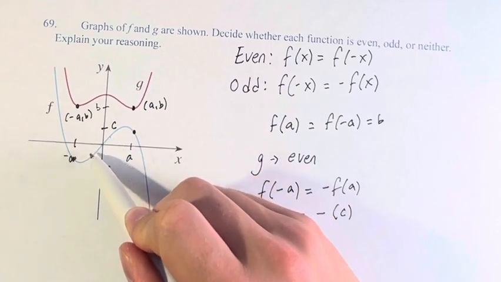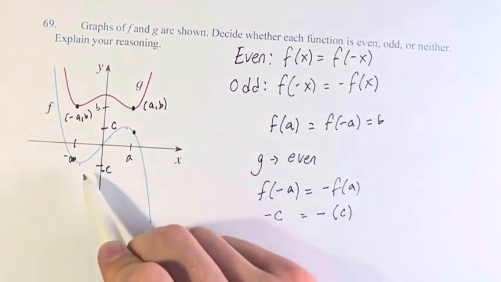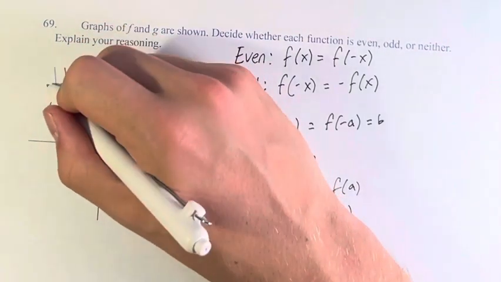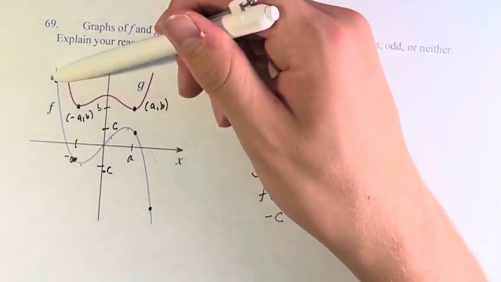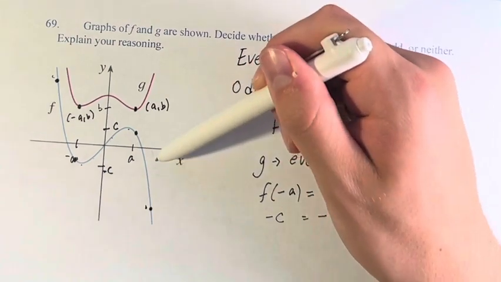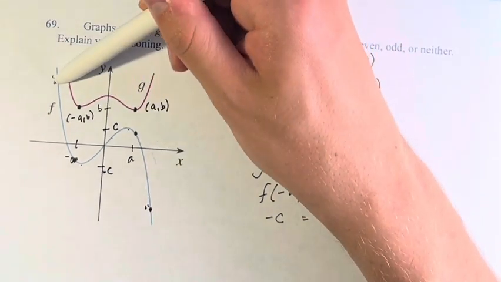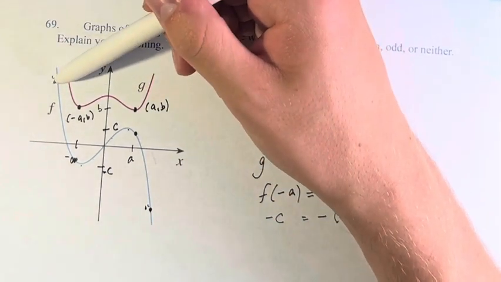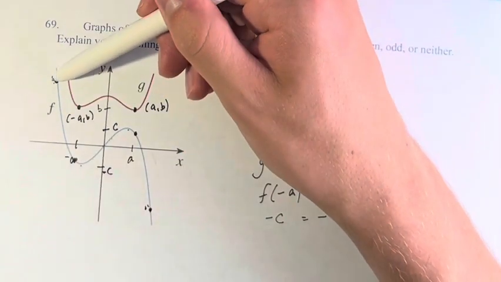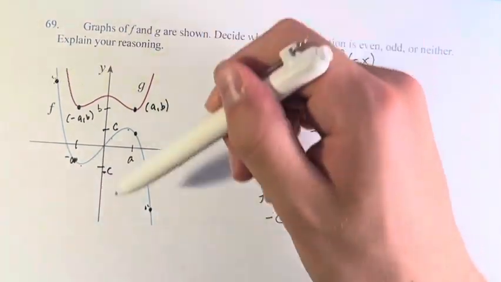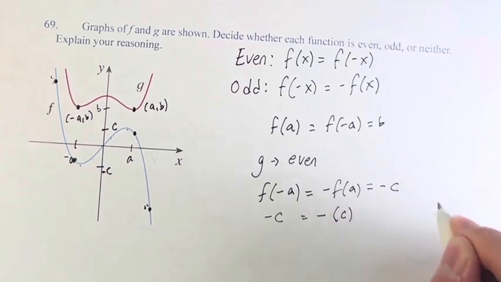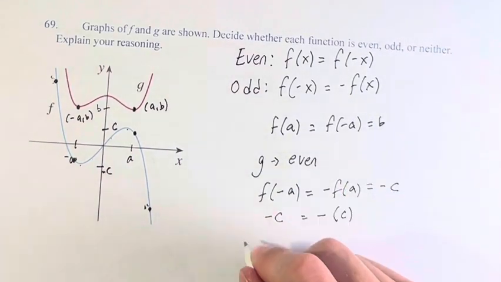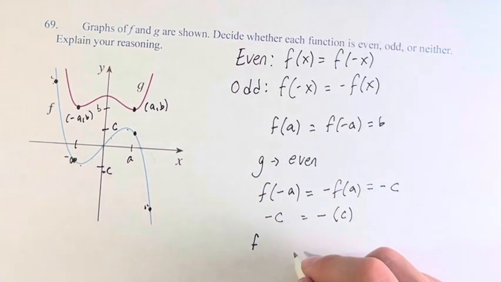This point has a corresponding point. This point has a corresponding point. All of these points have corresponding points where, let's say this point and this point, they have opposite x values, right? The x value of this point is the negative of the x value of this point. And the y value is the same magnitude. This point is the negative value of this point. So if f of negative a is equal to negative f of a, which is equal to negative c, then f is odd.